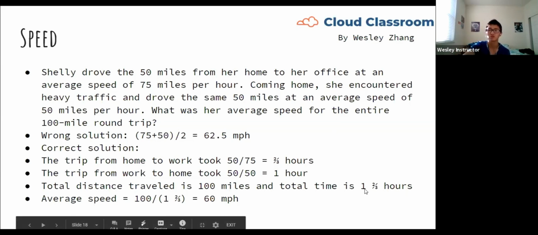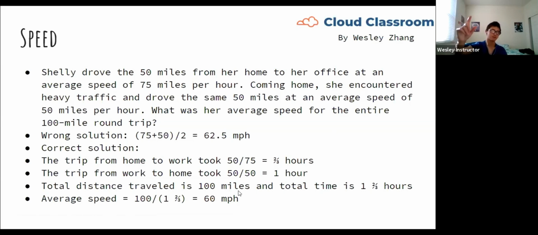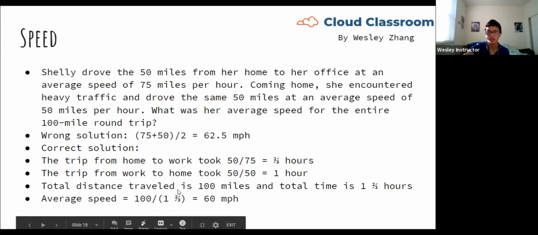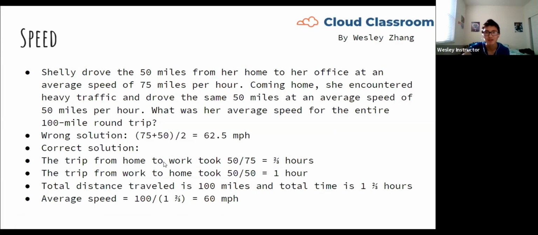And the total time is 1 hour plus 1.6666 hours, or 1 2/3 hours. So for average speed, we just divide the distance by time. So 100 divided by 1 2/3, and that equals 60 miles per hour. Yeah, it is close, but that's the wrong answer. So we can't have that. Unless you want the wrong answer, go ahead and try the wrong method.